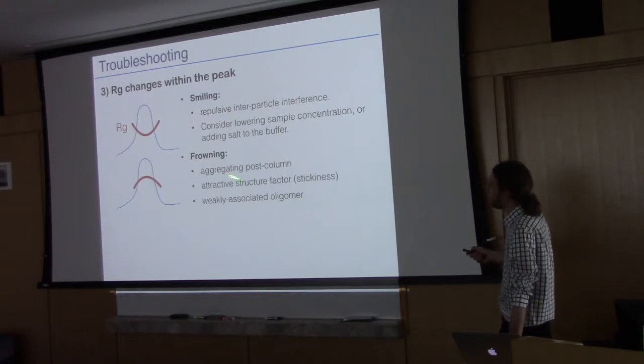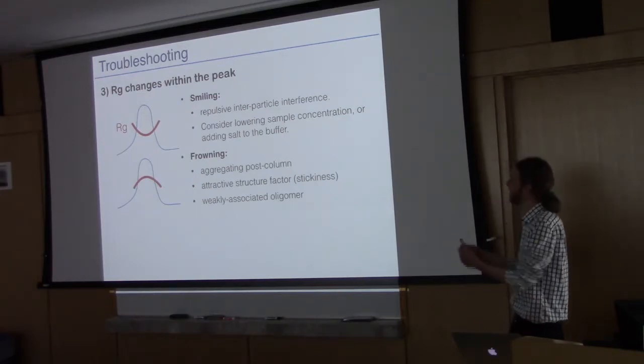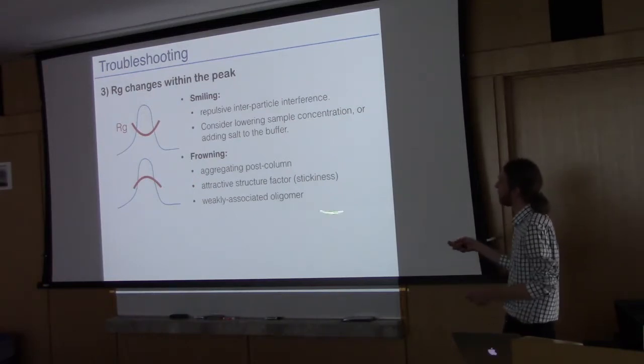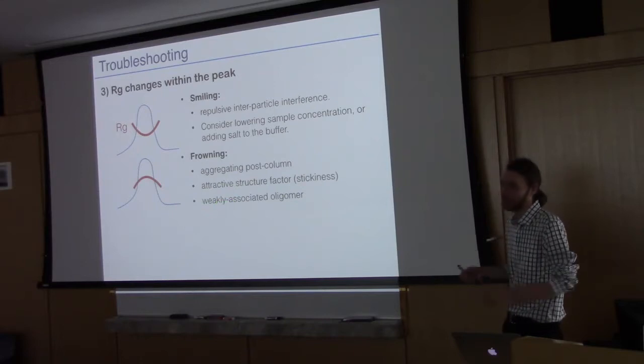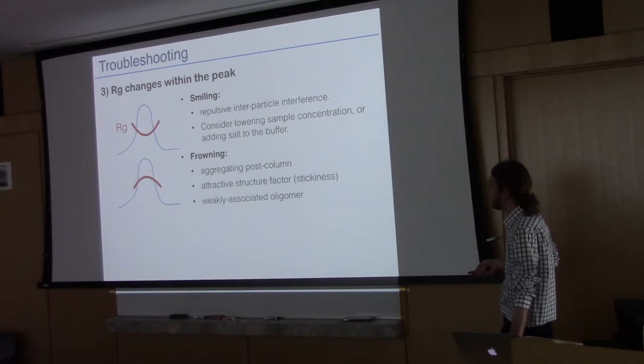This case of frowning, so now we have Rg is higher at the peak than at the end. This could be caused by aggregation post-column, or attractive structure factor, or just some kind of, this is kind of a mysterious phenomenon, but people call it stickiness. You know, sometimes proteins, so attractive structure factor is a sort of reversible aggregation. Okay, and then also weakly associating oligomers.